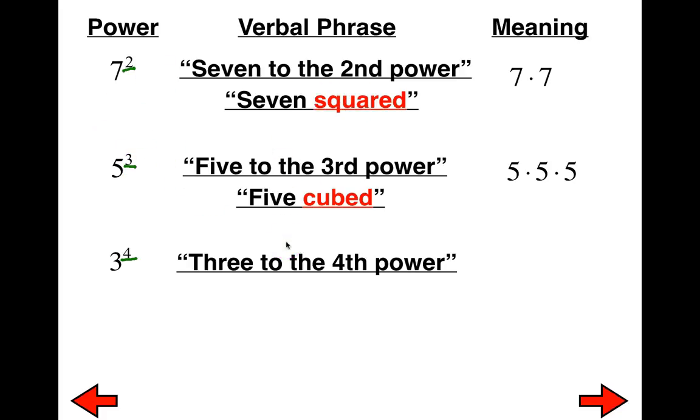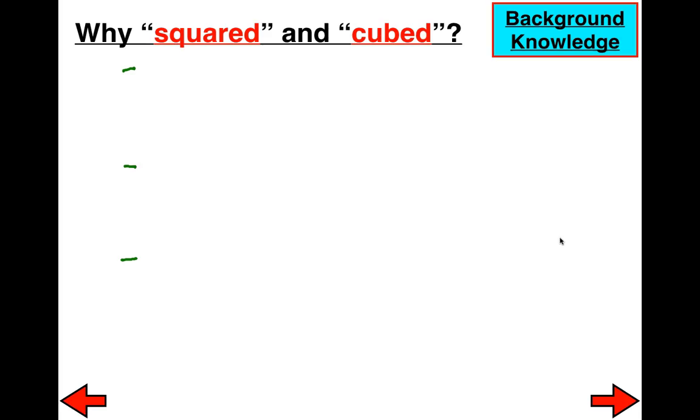They have another name. So what does it mean? It means 3 times 3 times 3 times 3. It's repeated 4 times. Okay, so moving on. So why do we call it squared and why do we call it cubed?